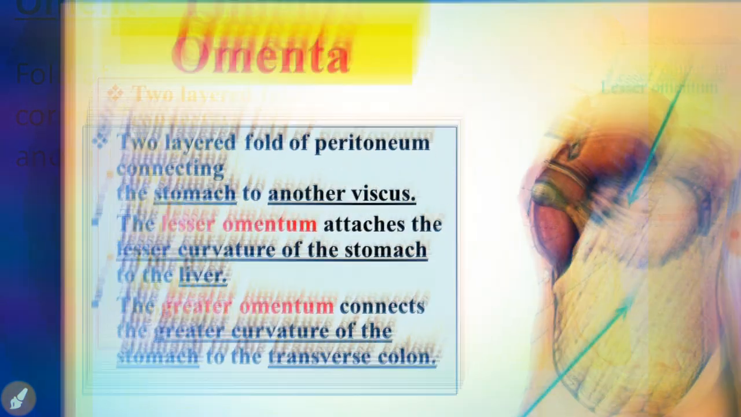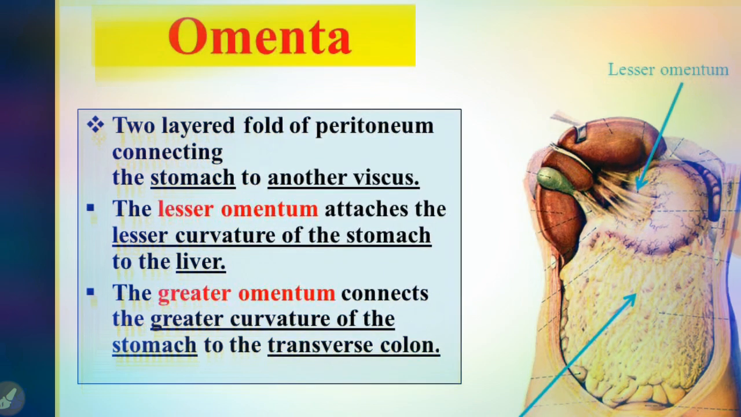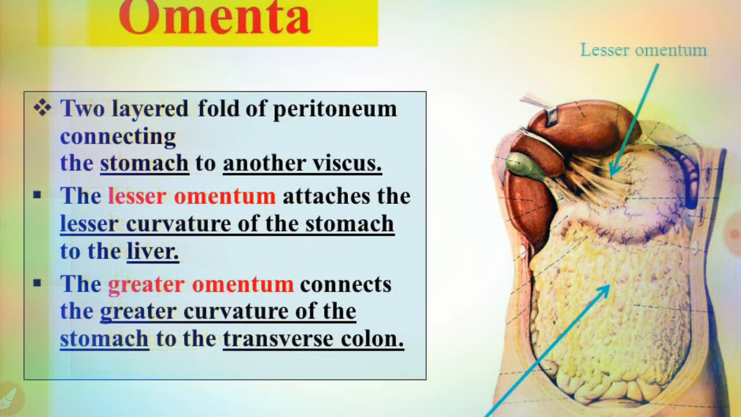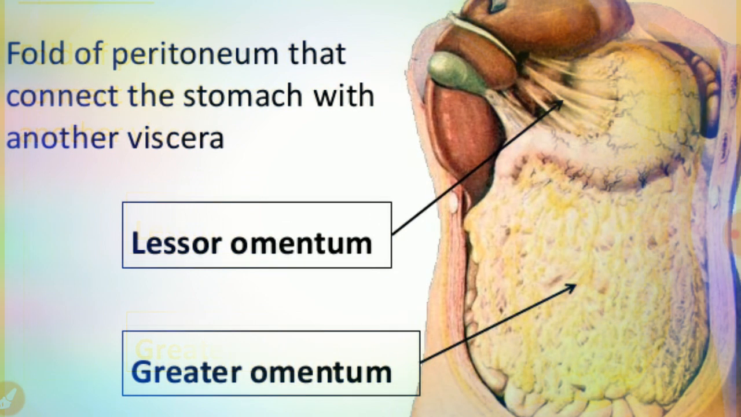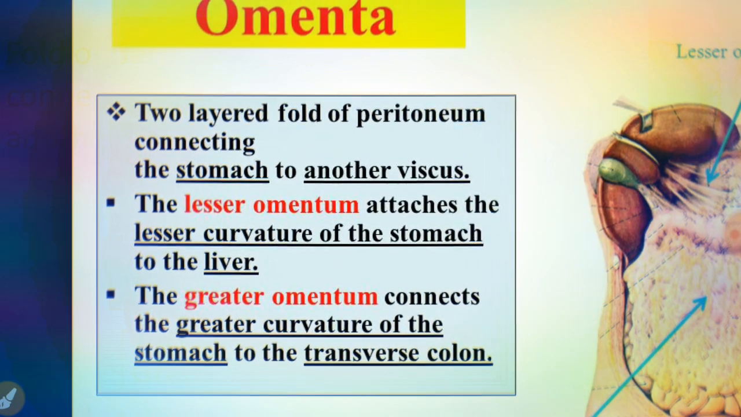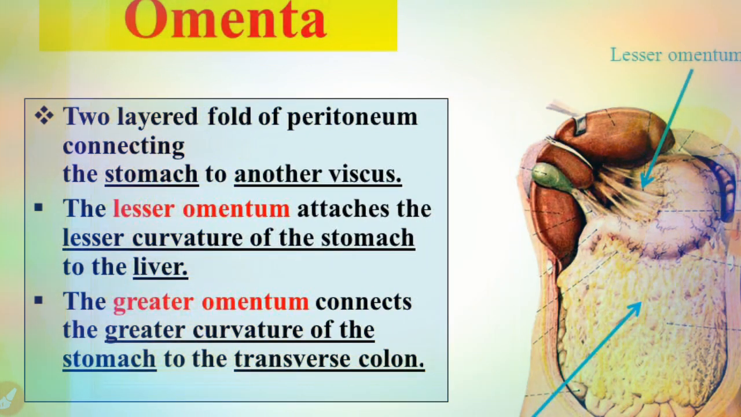So see here the omenta. Before discussing the lesser and greater omentum, we should know a few points regarding the omenta. We have seen that omenta is the fold of peritoneum which connects the stomach with another viscus. Omenta is a two-layered fold of the peritoneum. Under the omentum there are two types present. First one is the lesser omentum and the second one is the greater omentum.